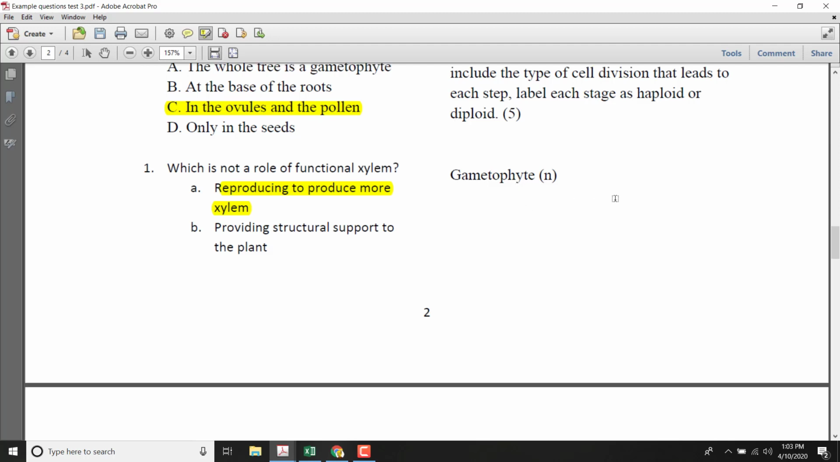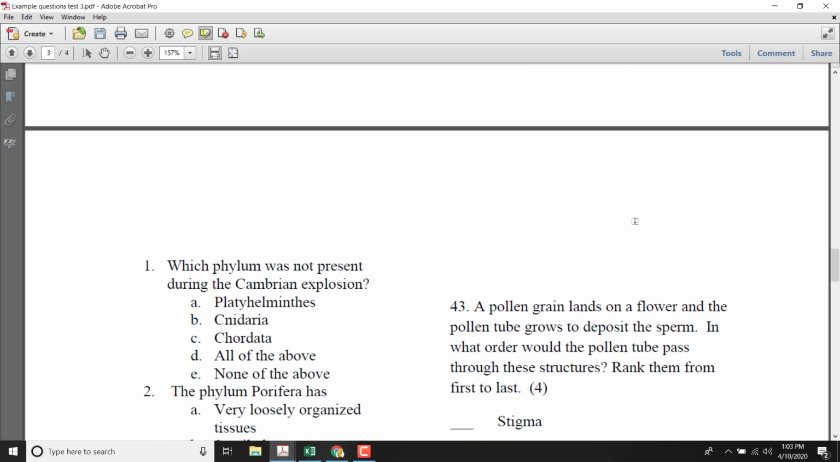But it starts at a gametophyte. What would happen next? Mitosis would make a gamete. What would happen after that? Oh, gametes would fuse together. What would form from that? That's how you draw a plant life cycle.